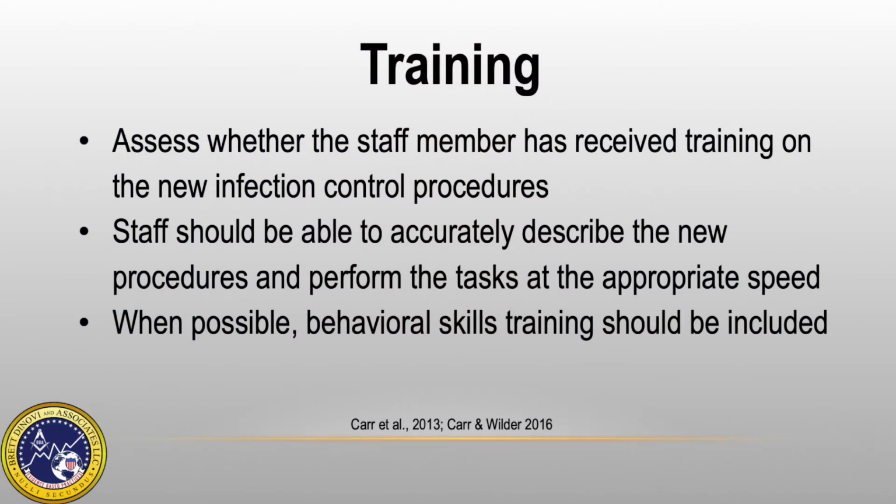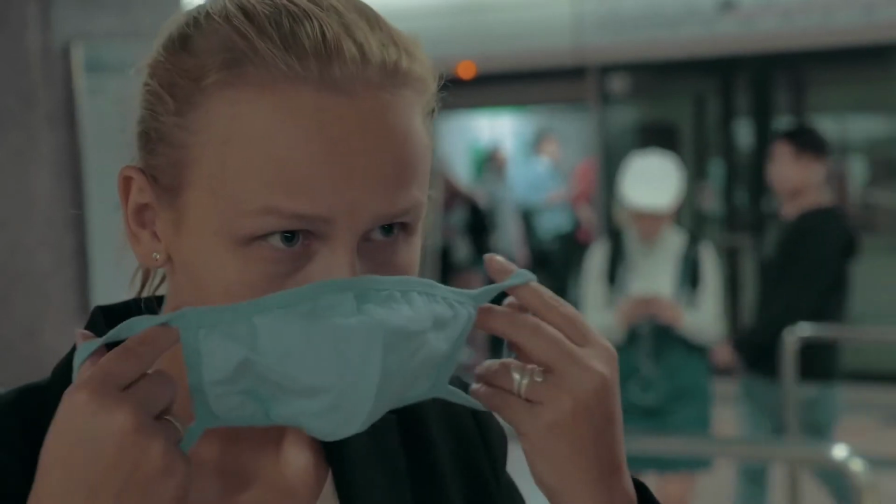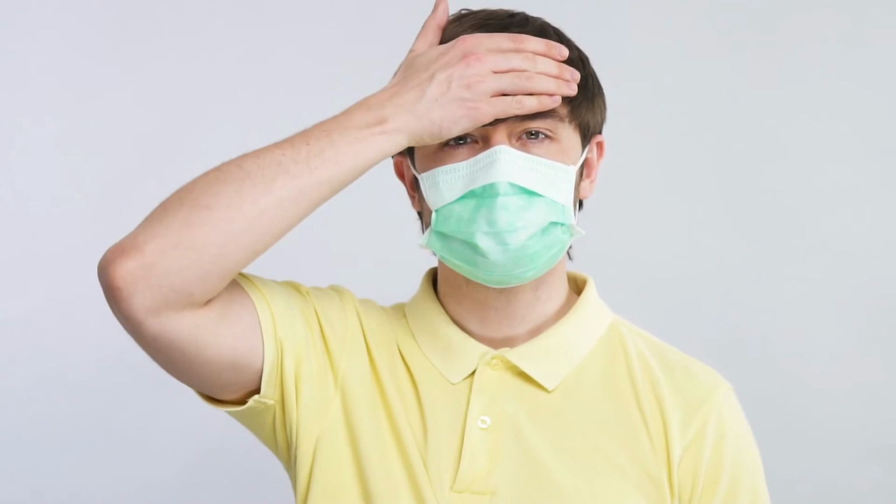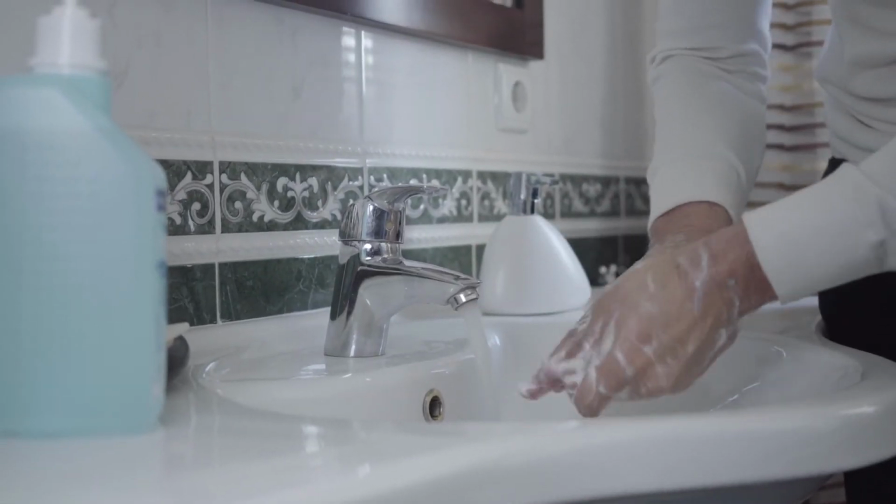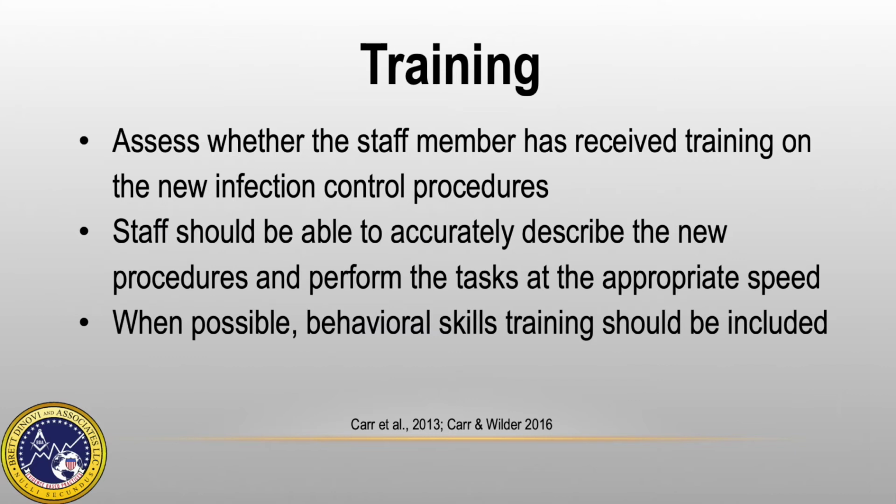Under the training section of the PDC-HS, it's important to assess whether the staff member has received training on the new infection control procedures. The staff person should be able to accurately describe the new procedures and perform the tasks at the appropriate speed. For example, staff should be able to describe that he or she should be wearing a mask at all times, staff should have their temperature taken upon arrival, and wash or sanitize their hands. When possible, behavioral skills training should be included as best practice to address and improve any performance deficits.